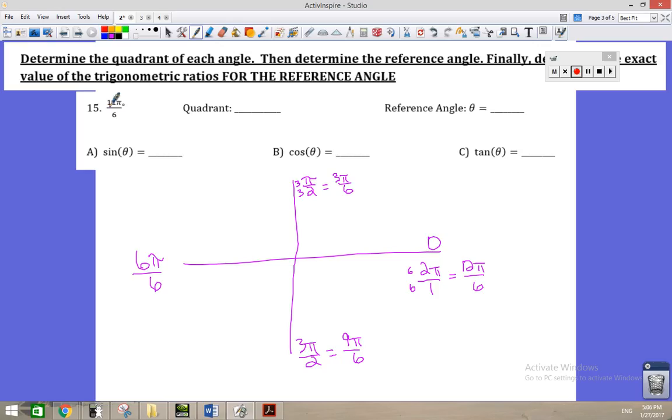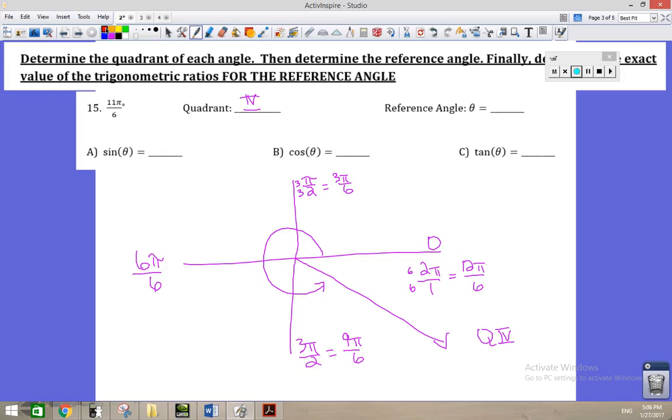Well, now I can easily compare this 11 pi over 6 and say it's smaller than 12 pi over 6. 11 is smaller than 12, but bigger than 9. I know I'm over here in quadrant 4. I know this 11 pi over 6 wraps around counterclockwise to there. So I know I'm in quadrant 4.